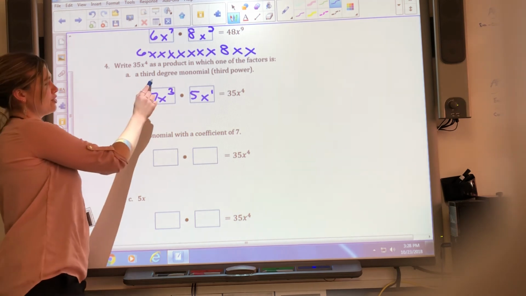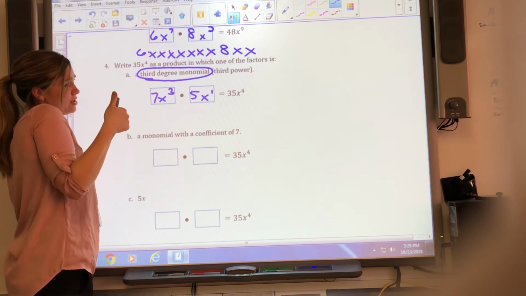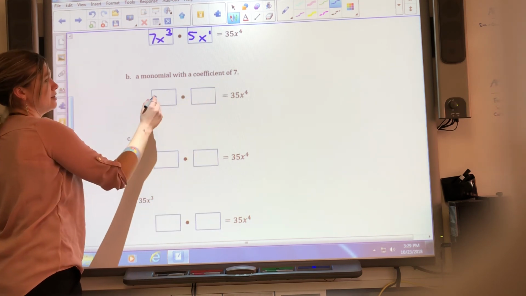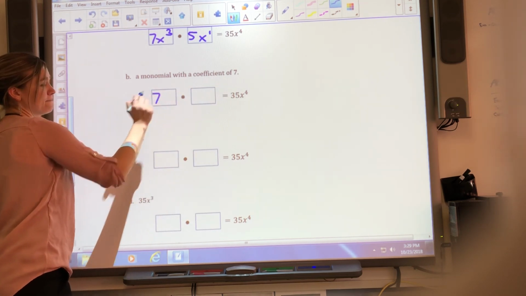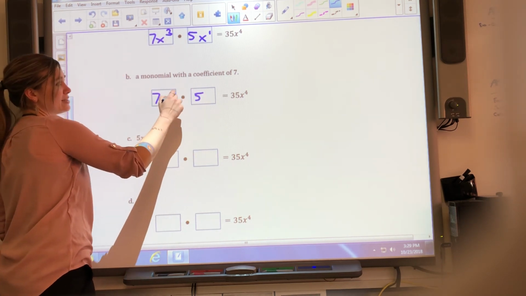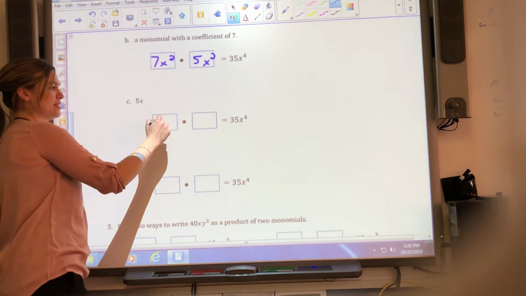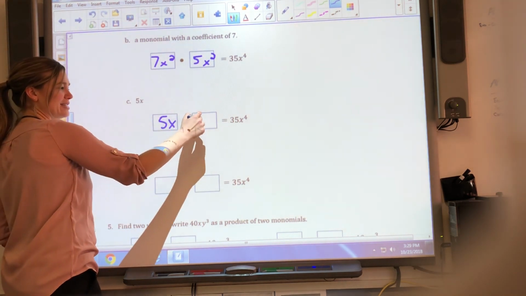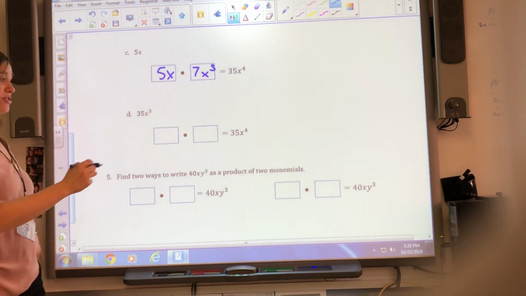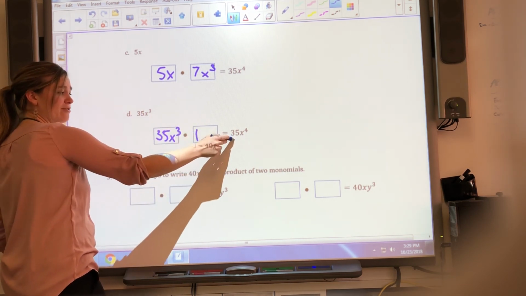Hold on, it also says a 3rd degree monomial. So, see how this one has a degree of 3? I'm good. This one says a monomial. This is all about vocab with a coefficient of 7, meaning there has to be a 7 in front. So again, I used 7 the first time, but this time it doesn't matter what I do for x. So I can do x squared and x squared this time. This one says you have to have 5x in here somewhere. If I have 5x here, the other one has to be 7. I have 1 here, but I need 3 more over here. This one says 35x to the 3rd. The only way I can multiply that, 35 times 1 is 35. X to the 3rd.